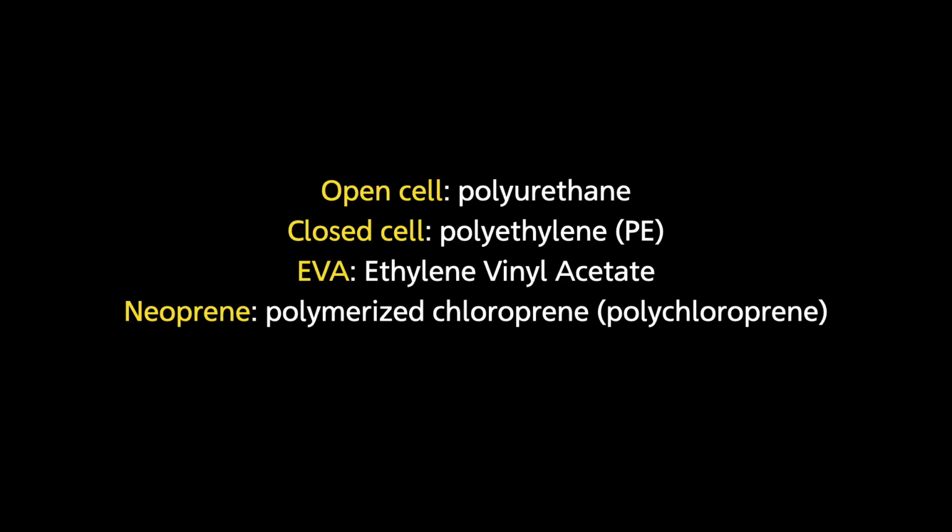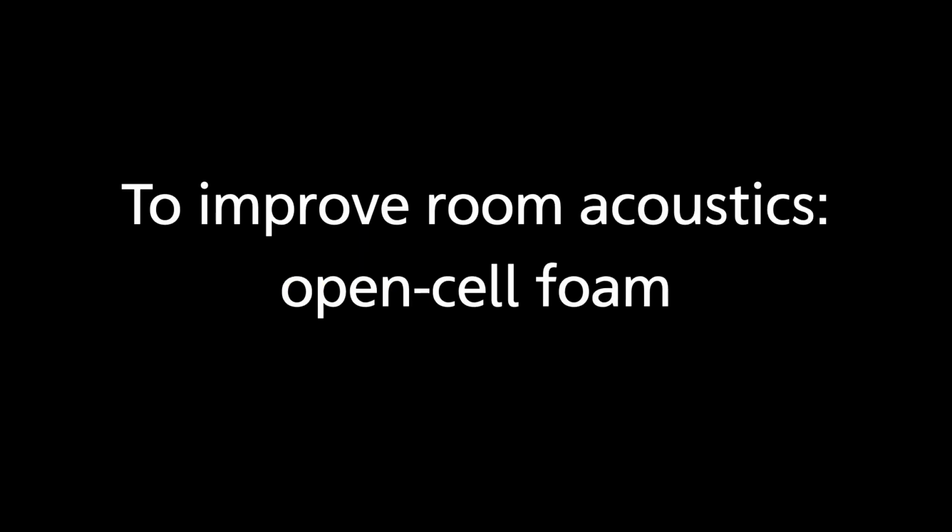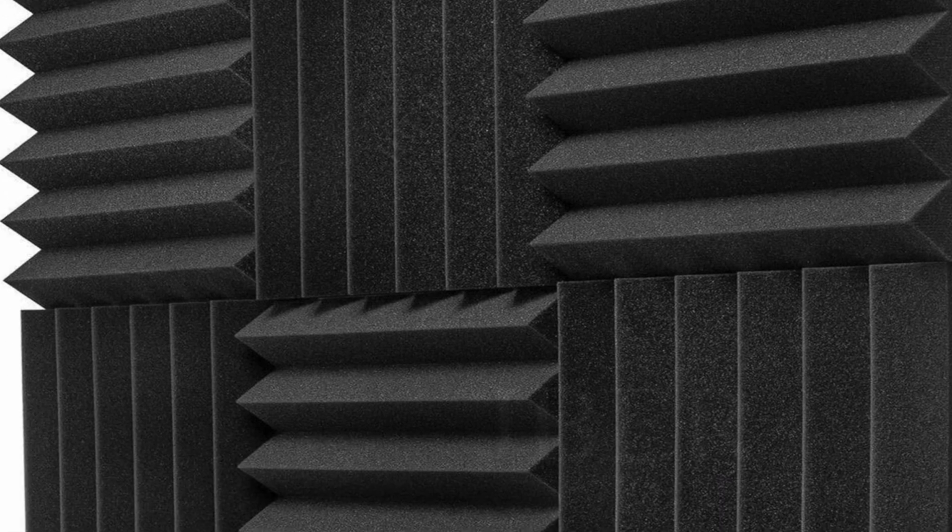There are lots of different foam materials, and they're used for different purposes. I didn't go into a lot of detail here, but there's plenty you can find online. In summary, if you want to improve room acoustics, especially for voiceover, podcasting, or music, use open cell foam. You'll need a lot of it, not just one square. If you want to seal gaps in a door or window, or put an underlayment under a layer of flooring like tile or laminate, you can use closed cell foam.